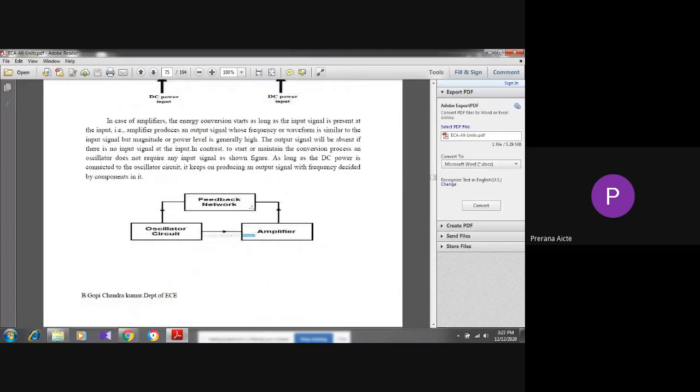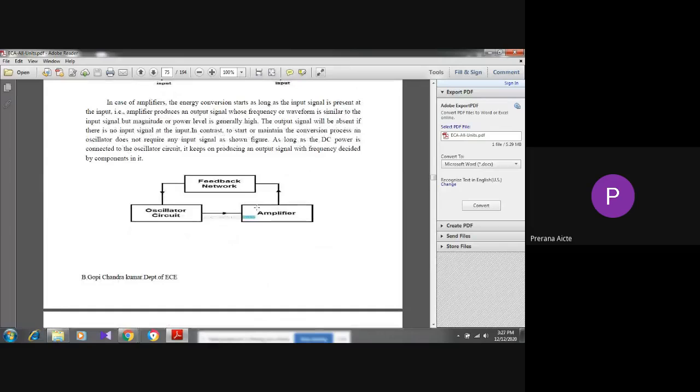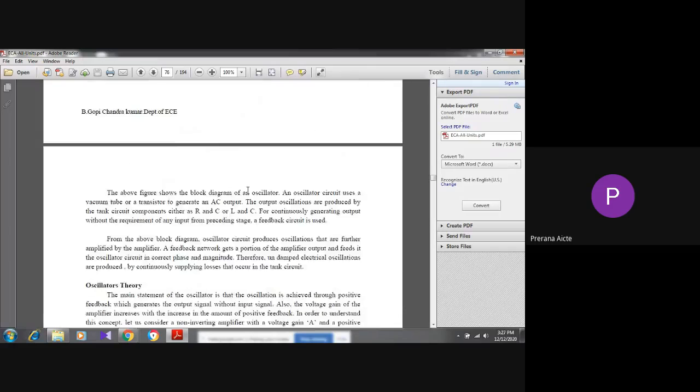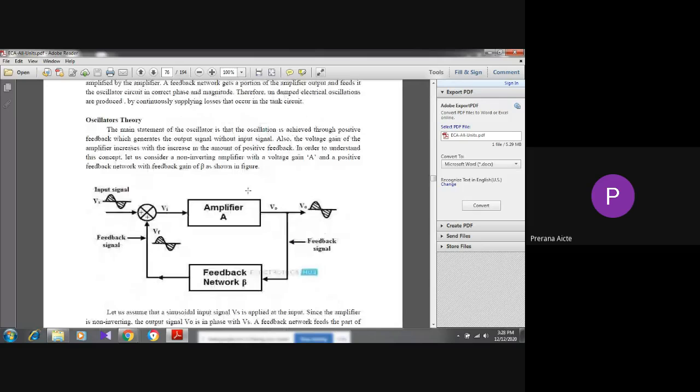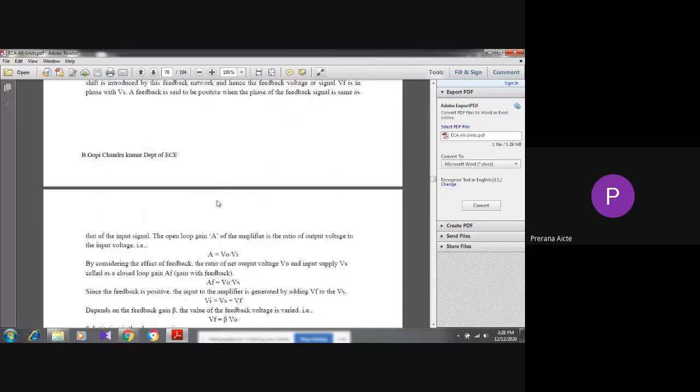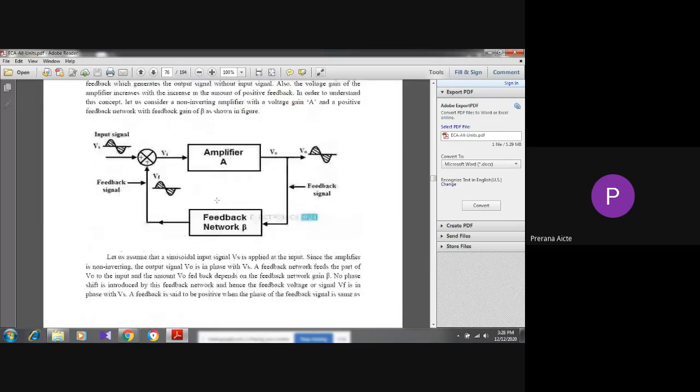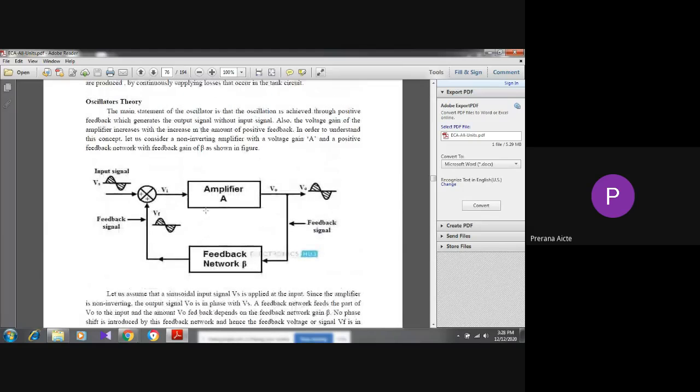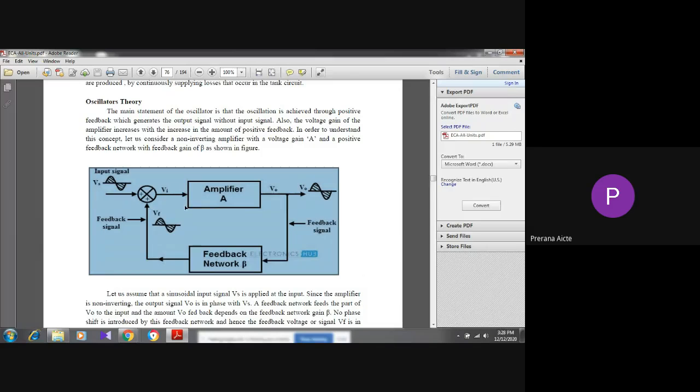And this is the block diagram of a feedback amplifier and oscillator, with the feedback network connected to the amplifier. Now, coming to oscillator theory, mostly here we use the Barkhausen criteria. In this figure, the first one is the source signal, this is the mixer block, this is the output block, and this is the feedback network.